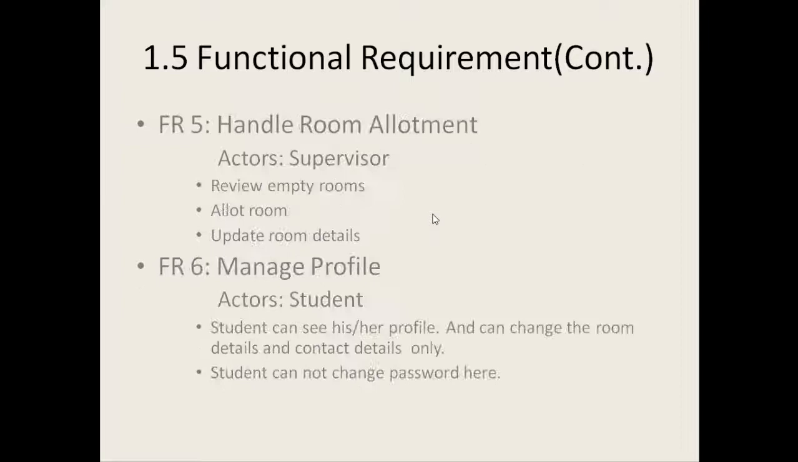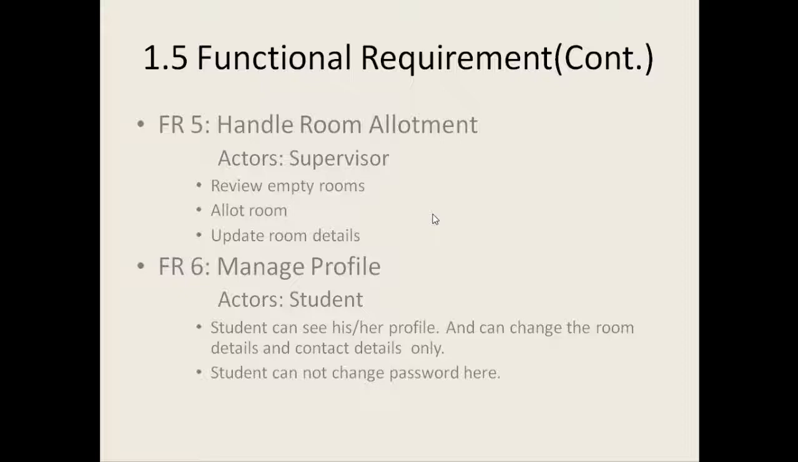Okay. Next is hostel room allotment. The actor is supervisor, and supervisor has access to this requirement. So first is review empty rooms. For that, supervisor first of all checks the availability of an empty room to allot to the new student. Any student wants a room, what does supervisor do? Supervisor first checks whether a room is available or not, and if a room is available, they allot it to the student.